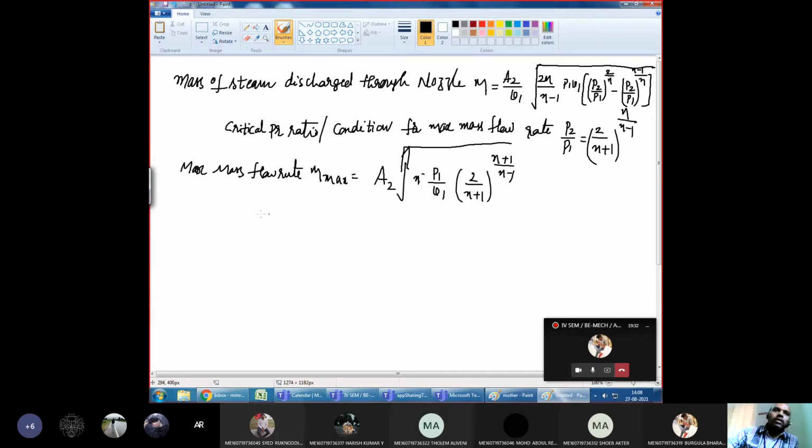Then after substituting this relation, we get the maximum velocity. The maximum velocity of the steam in the nozzle, C max, is equal to under root 2n by (n minus 1) P1 V1 into (n minus 1) by (n plus 1).